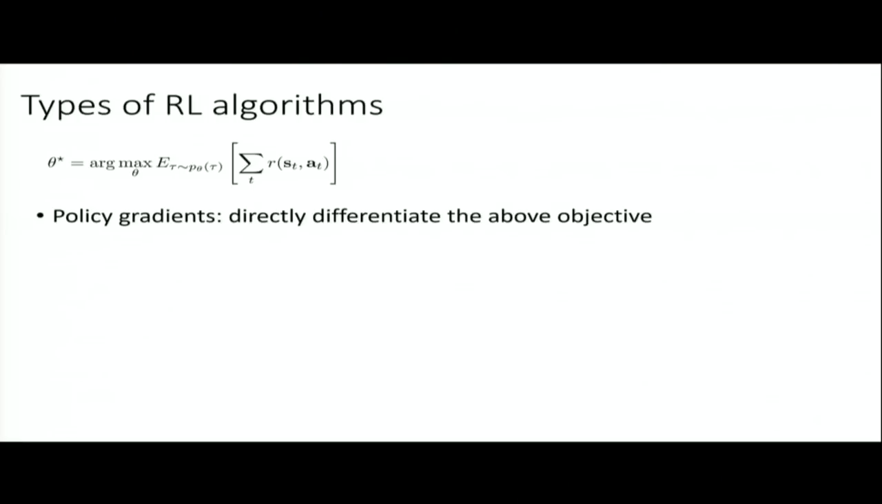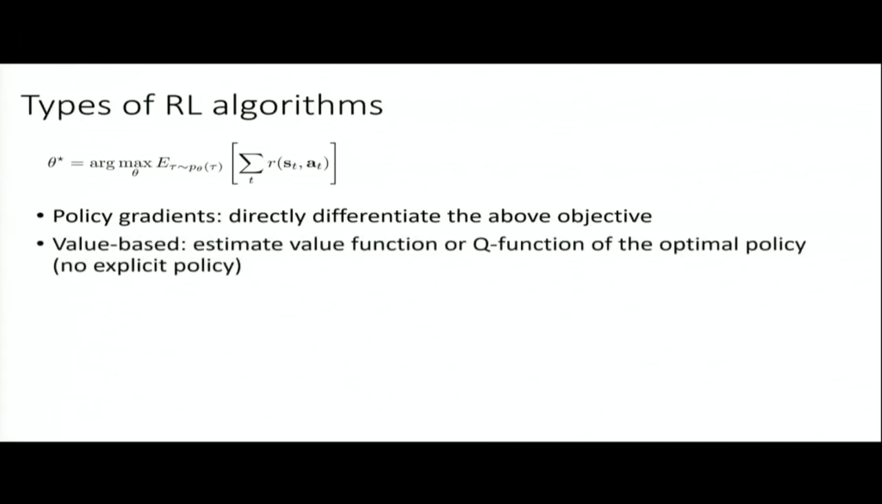Policy gradient methods directly write down this objective, the expected reward objective, and then they compute its gradient with respect to the parameters of a policy. And we'll talk about how to do that next week. Value-based methods attempt to estimate the value function or Q function of the optimal policy. So the pure value-based methods don't actually explicitly represent the policy at all. They just try to figure out what is the value function or Q function and then act by maximizing the Q function.